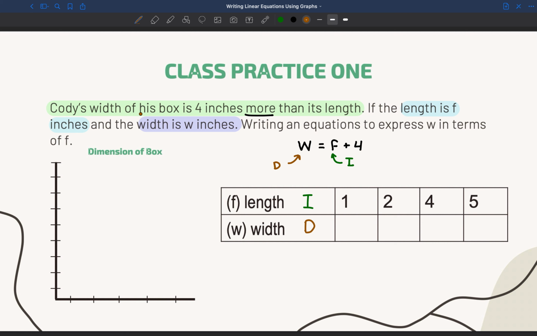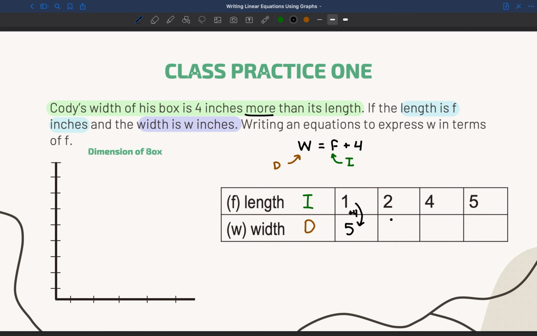So the width of his box is 4 inches more than the length. So whatever the length is, the width is 4 inches more than that. So if the length is 1 inch, the width is going to be 4 more than that. So 1 plus 4 would give us 5. So whenever the length is 1 inch, the width would be 5 inches.